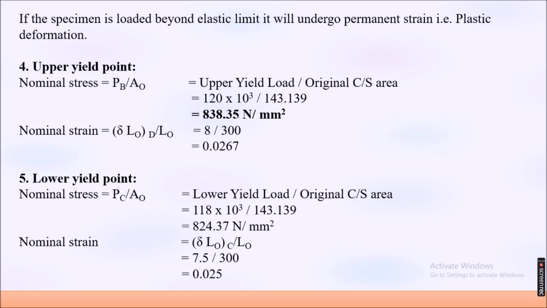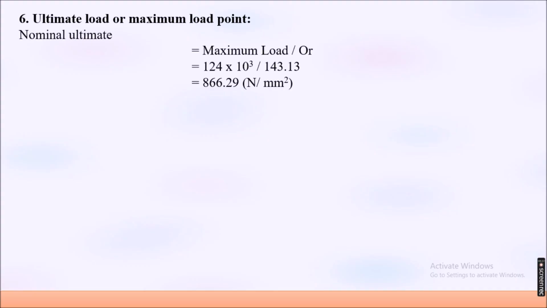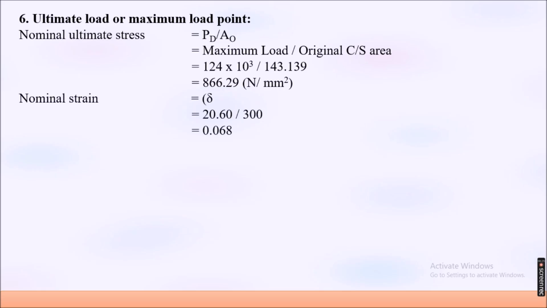6. Ultimate load or maximum load point. Nominal ultimate stress is maximum load divided by original cross-section area: 124 × 10^3 divided by 143.139, which gives 866.29 N/mm². Nominal strain is 26 divided by 300, which is 0.0867.